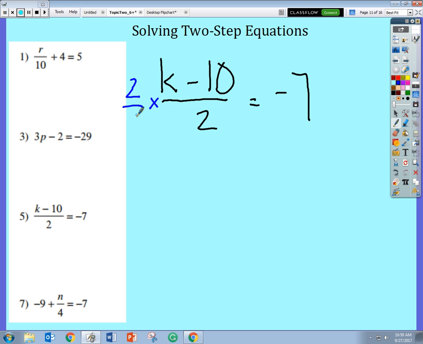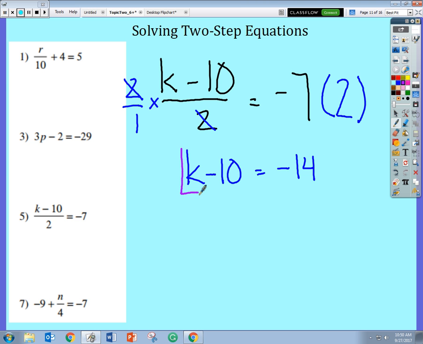The inverse of dividing by 2 is to multiply by 2. I'm going to make it look like a fraction. That way when I cross reduce, I'm just left with 1, so I have k minus 10. Whatever I do to one side of the equation, I must do to the other. Because this is an integer of negative 7, I'm just going to multiply by the integer of 2. I don't need to make it a fraction. So negative 7 times 2 gives me negative 14.